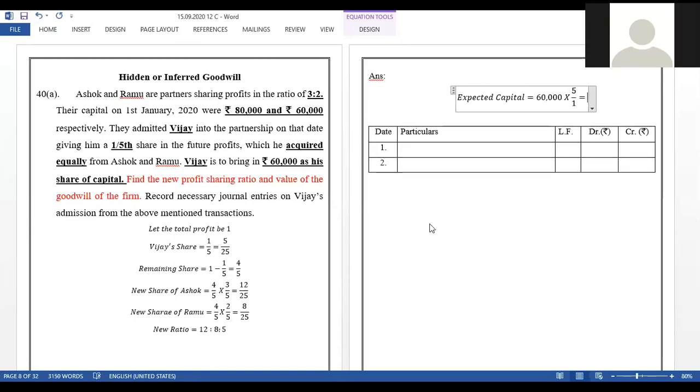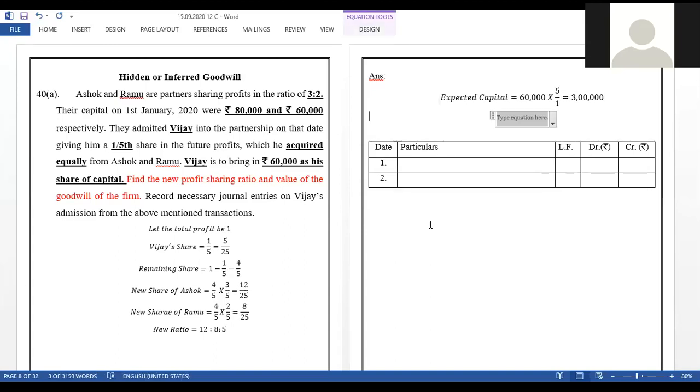The reason I have already told you. 1/5 का capital 60 है तो 1 का कितना होगा? Cross multiply करना है. That's all. So 60 into 5/1 will be 3 lakh. Okay, the expected capital आ गया. Now actual capital.